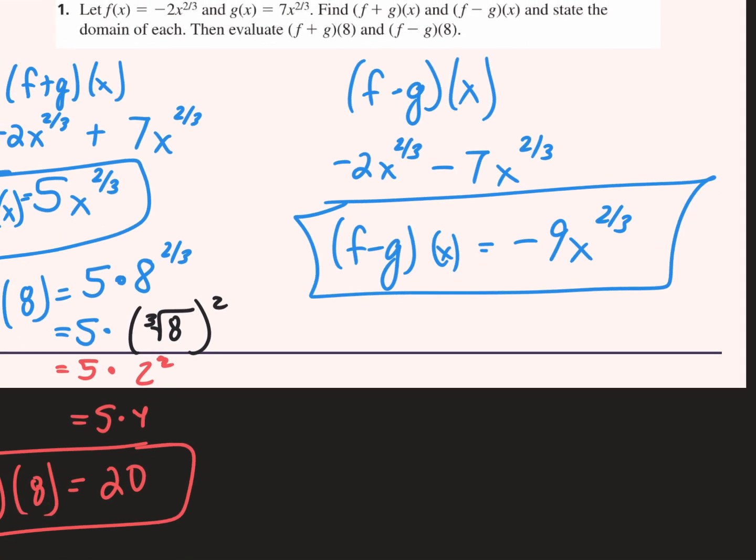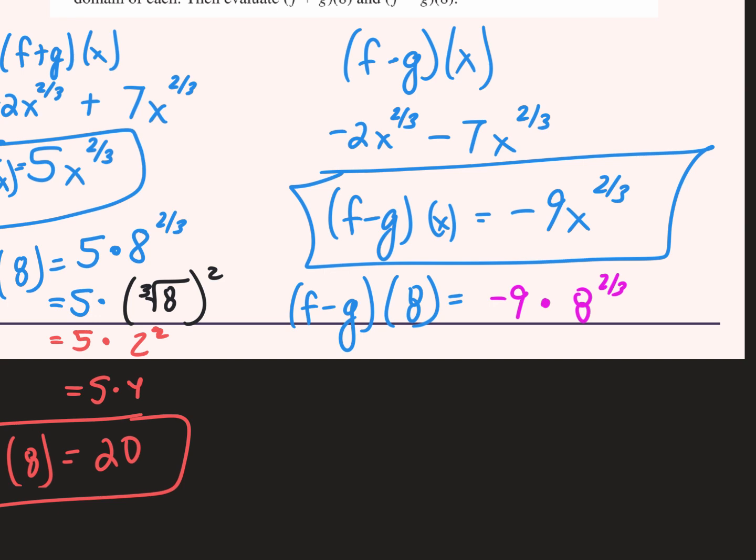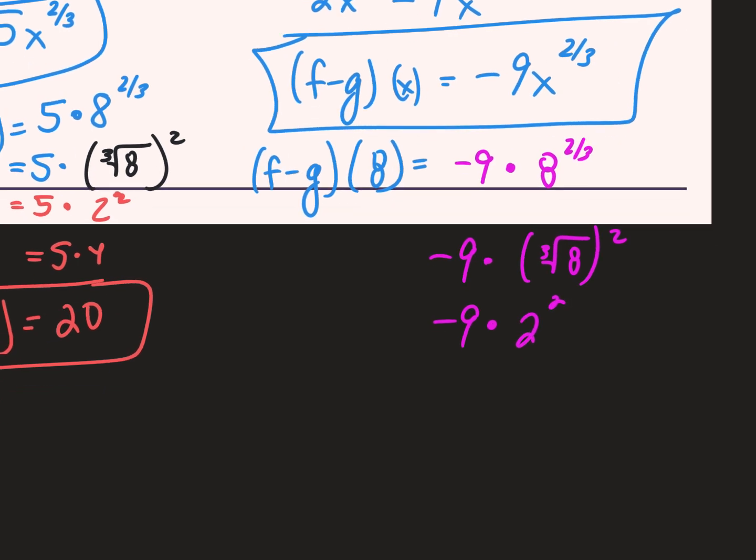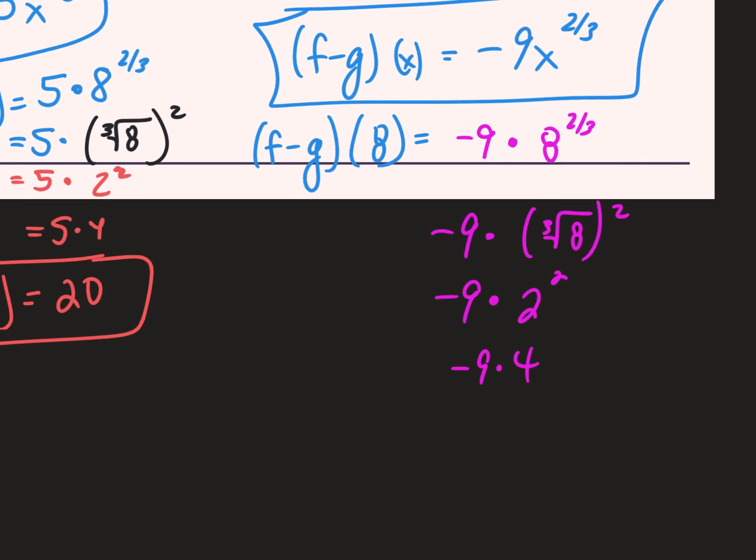So now we're going to do the exact same thing. We're going to say f minus g, but we're going to plug in what number do they want? 8. So let's do it. -9 times 8 to the 2/3 power. So I have -9 times, what's another way I can write this? I can write this as the cube root of 8 squared, right? So -9 times, what number times itself 3 times gives me 8? 2, and 2 squared is, what's 2 squared? So then -9 times 4 is? What kind of 36? Perfect.